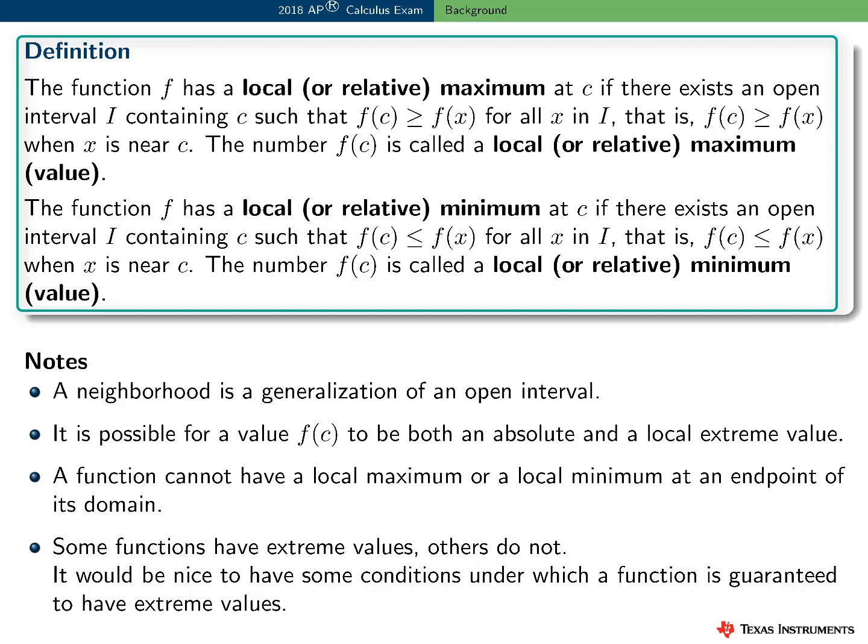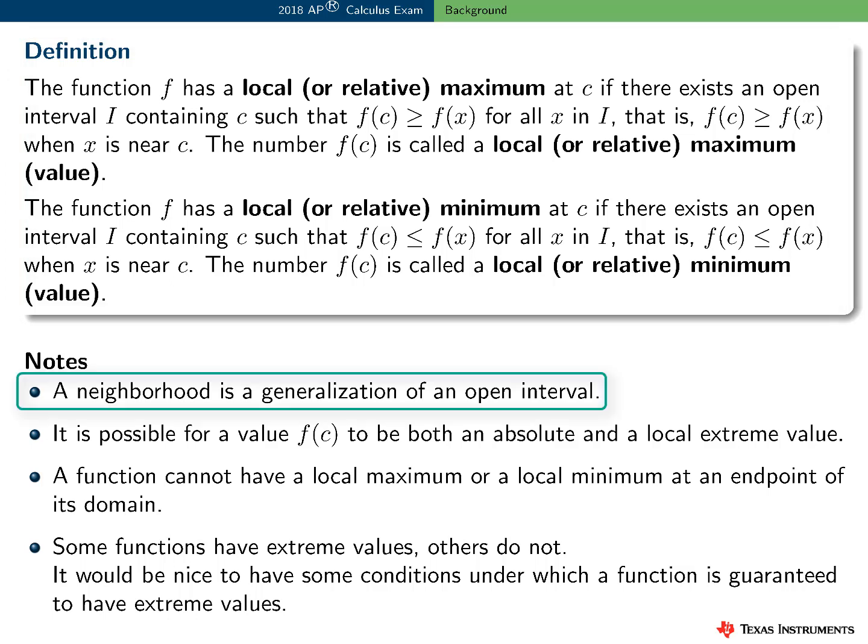The function f has a local or relative maximum at C if there exists an open interval I containing C such that f of C is greater than or equal to f of x for all x in that interval I. And that means that f of C is greater than or equal to f of x whenever x is near C. The number f of C is called a local or a relative maximum value. And there's a similar definition here for a local or relative minimum value.